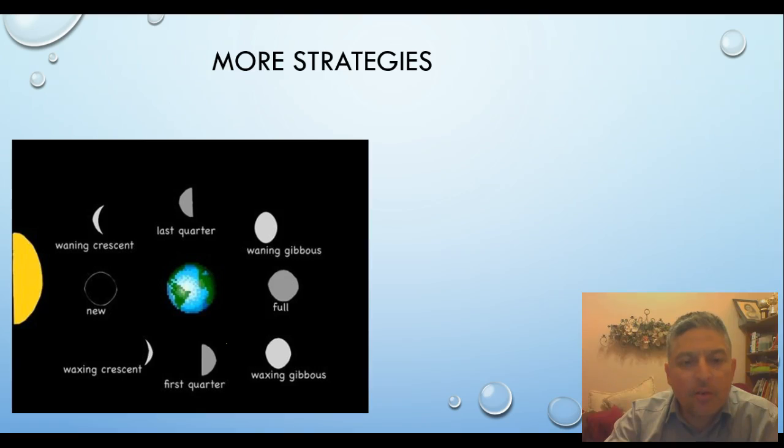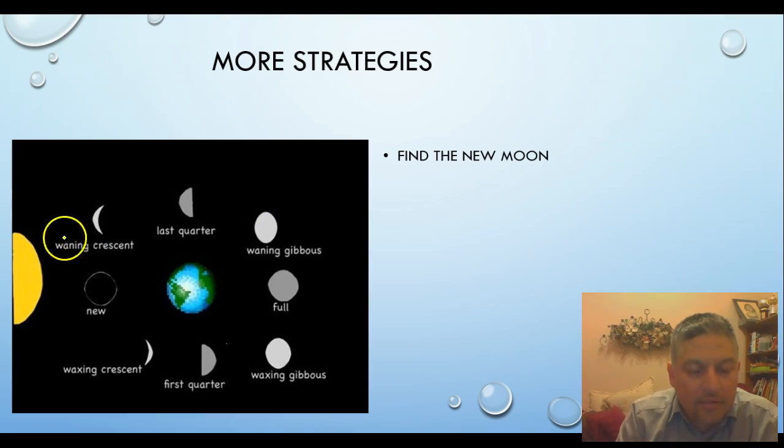More strategies. Notice that now the sun is on the left side, opposite to the other ones. So once again, we need to get started with our strategies, which is to find the new moon. And our new moon is right here, in between, the one that is dark, the one that is invisible. We don't see it, right? Because half of the moon that is lit is facing the sun. So the dark side of the moon is facing us, so that's why it's completely dark. All right, this is invisible. I'm gonna erase that because I don't want you guys to get confused with it.